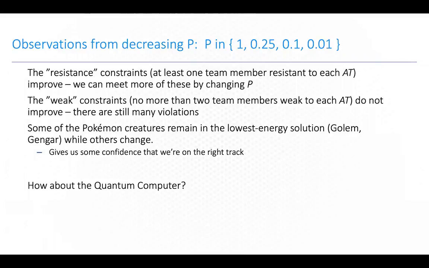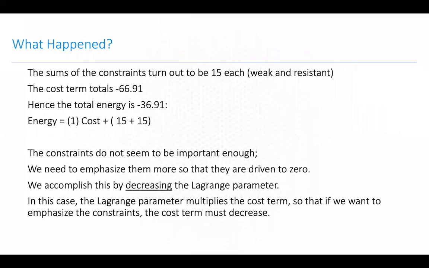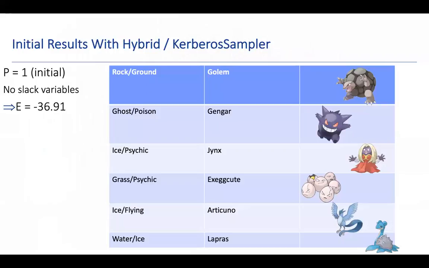Now, what did I do so far? You've got this interesting question here. How about the quantum computer? That's because I didn't tell you that when I ran it the first time, I used what's called the Kerberos Sampler, which is associated with a D-Wave package called Hybrid, which was released in the last couple of months and is a new package of software which we're exploring, and I'm hoping I can motivate you to play with it also.